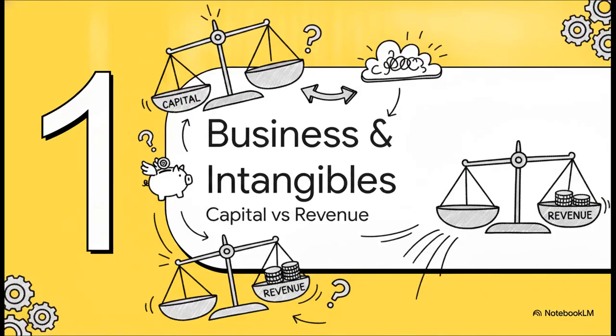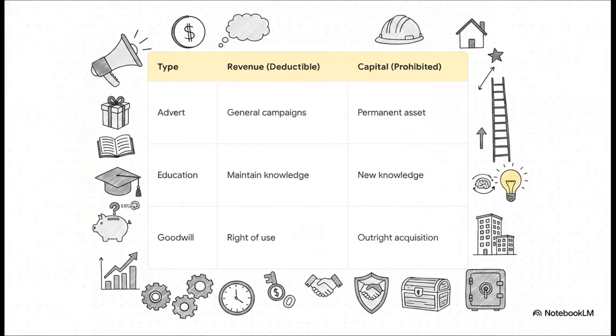Okay, part 1, business and intangible transactions. Now, this is an area where examiners relentlessly test your grasp of the capital versus revenue divide. It's all about noticing how quickly a deductible Section 11A revenue expense can flip into a prohibited capital expense.